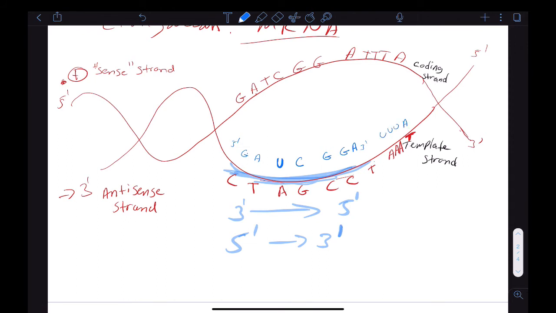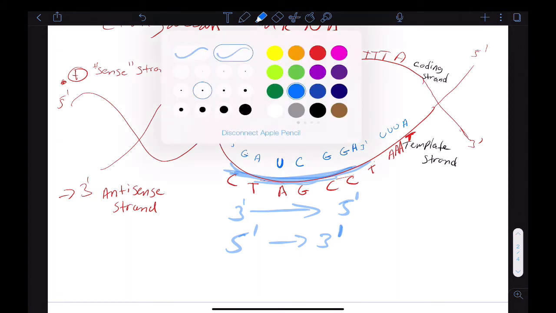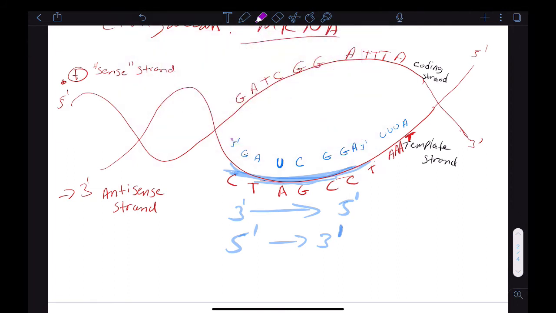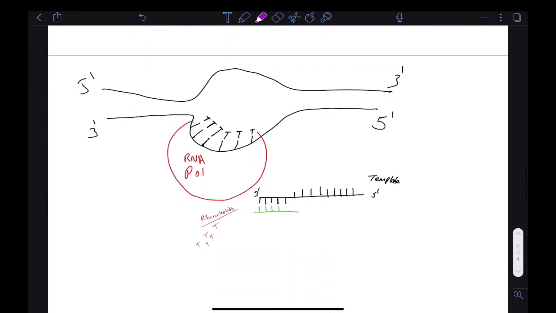Okay, so let's just highlight this to make it look a little bit better. Here's our mRNA over here. This is our primary transcript that's been created during this elongation process. All right. Now, with this, let's dig a little bit deeper as to what's going on over here and make some sense of the machinery.